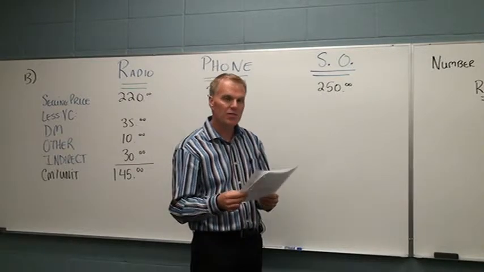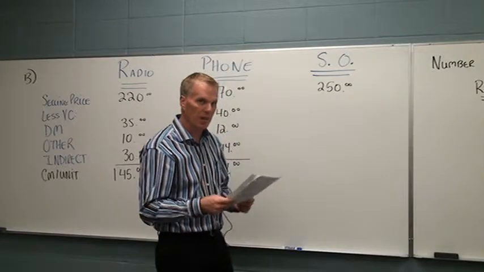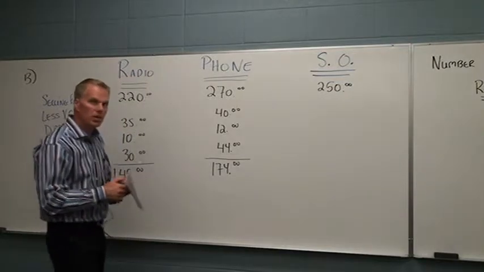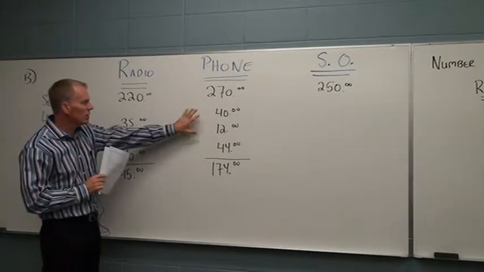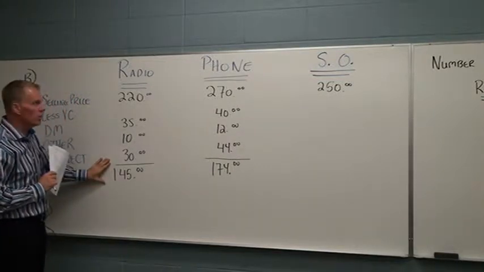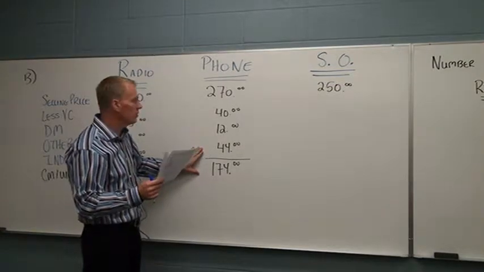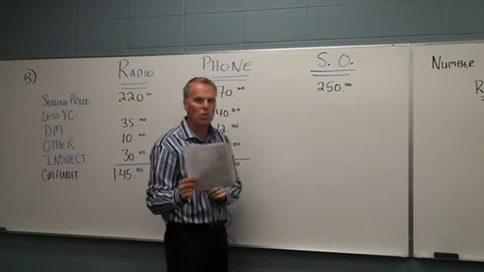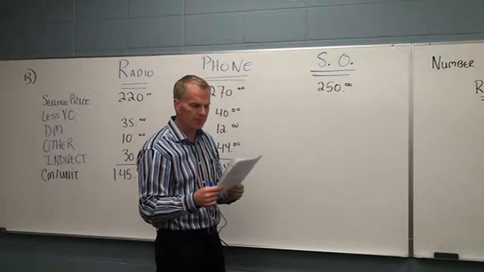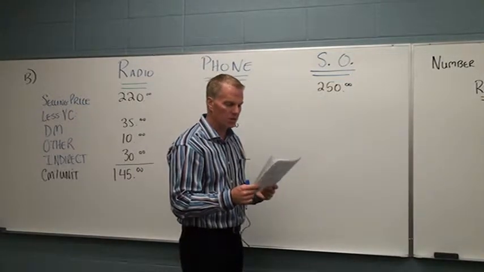So what we have to do is look at the details and compare that to what we already produce, the radio and the phone. Let's get started. When we look at the radio and the phone, we have a contribution margin per unit of the radio of 145 and for the phone of 174. Let's figure out the contribution margin per unit for the special order. The selling price of the special order will be $250.